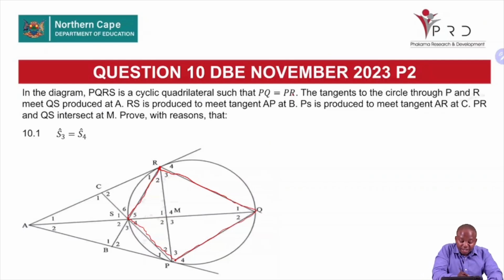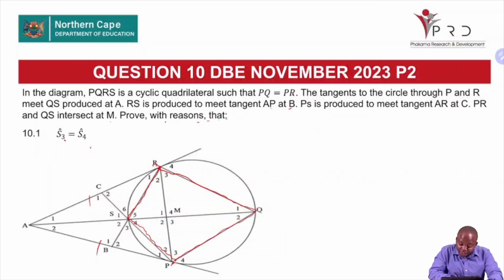Through P and R, they meet at A, tangent at A. So we have tangents that are meeting at the same point. In that case, the tangent to the circle PRN meet QS produced at A. RS is produced to meet AP at B. So that's why they are created. Those are the tangents that we're having. PS is produced to meet tangent AR at C and PR intersect at M. Prove with reasons that S3 is equal to S4.